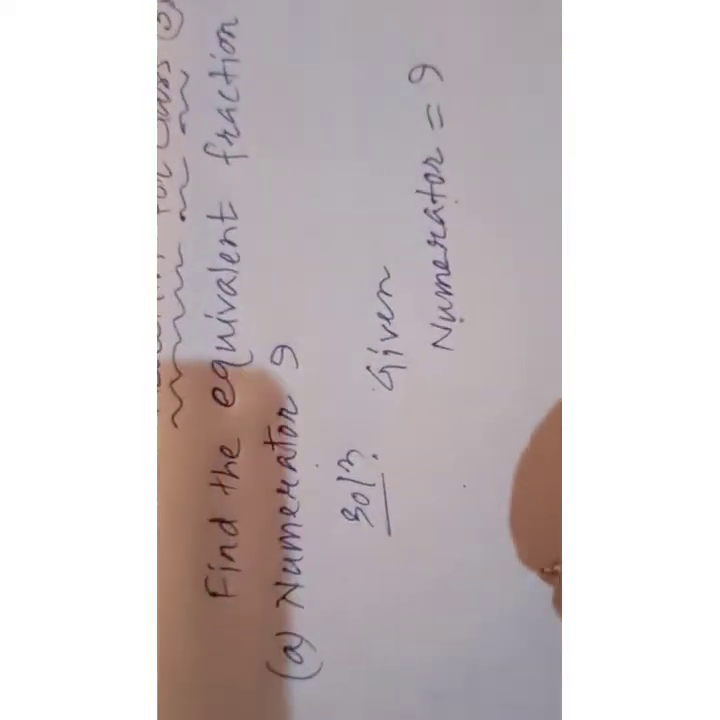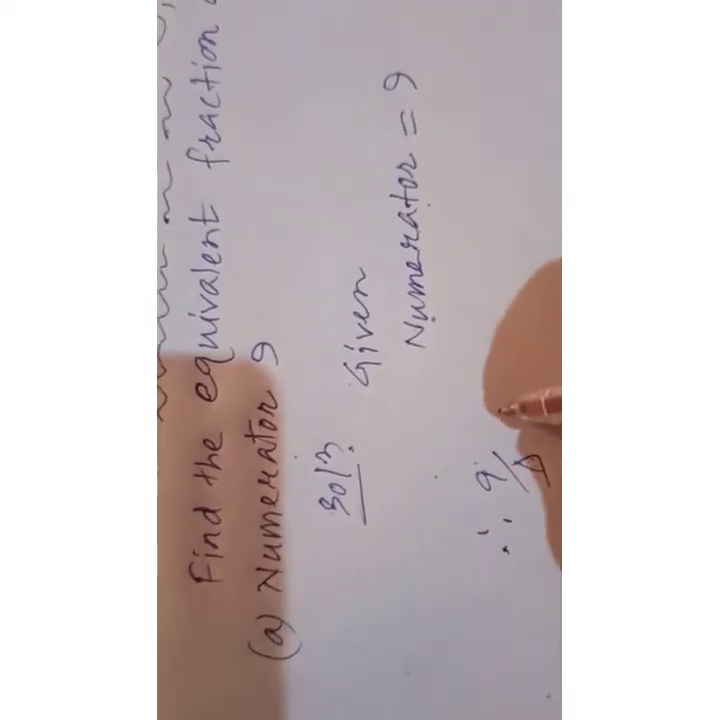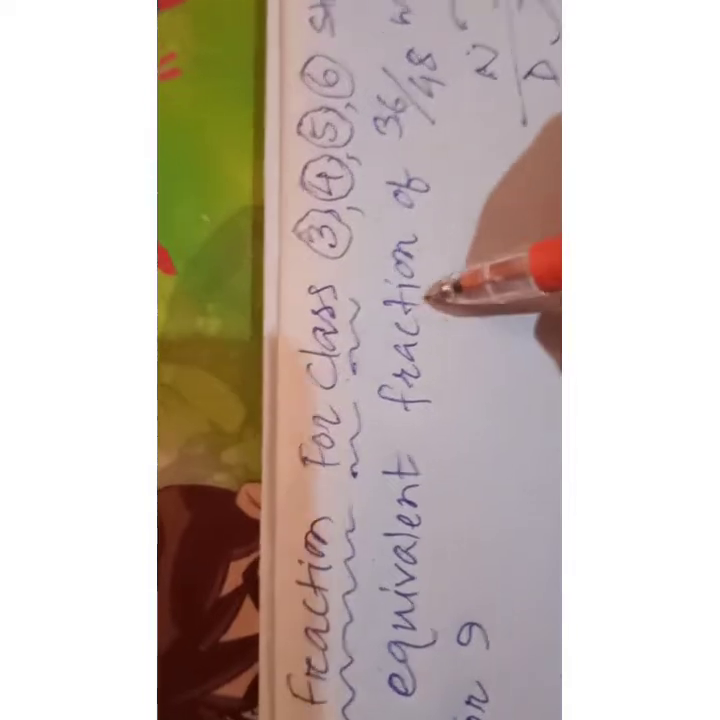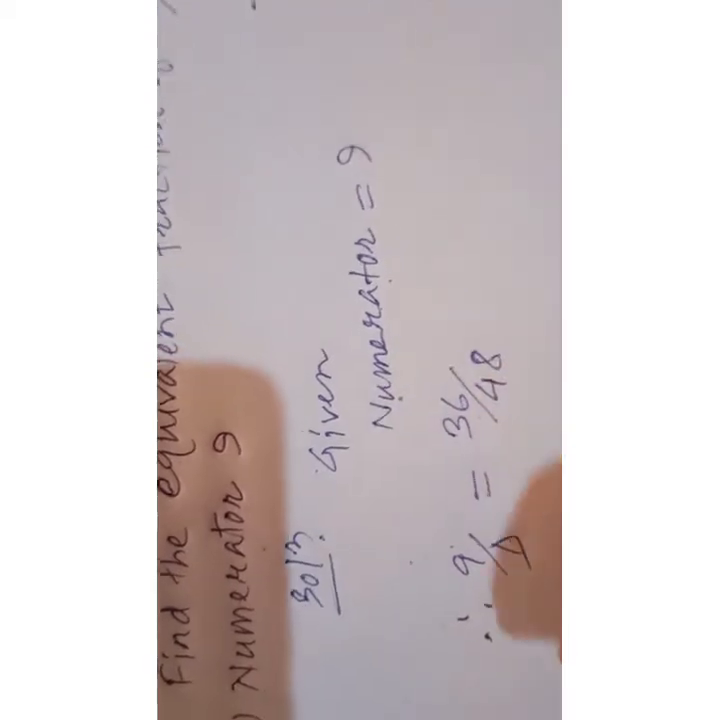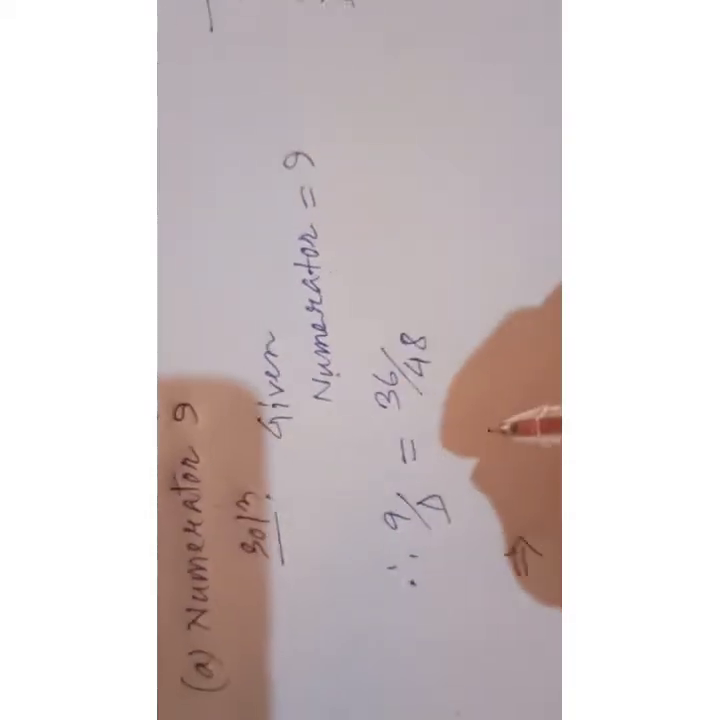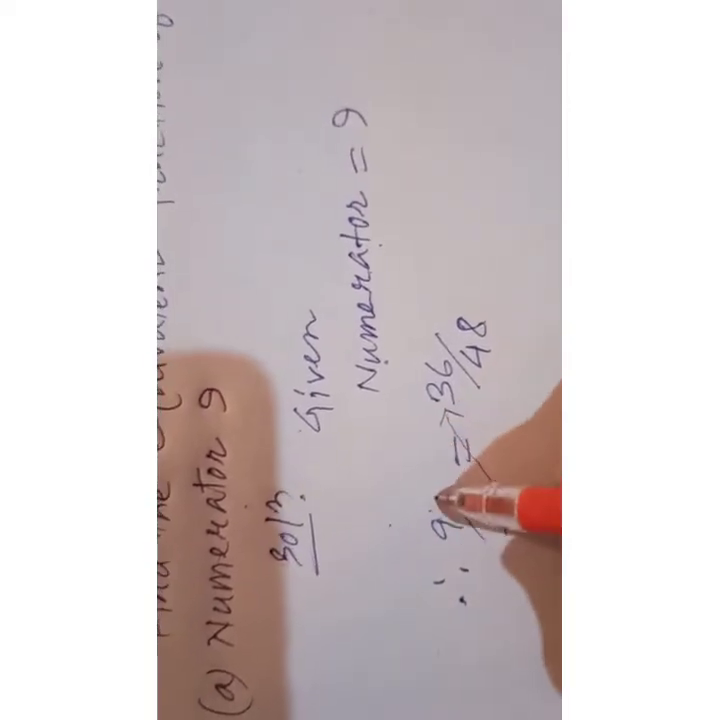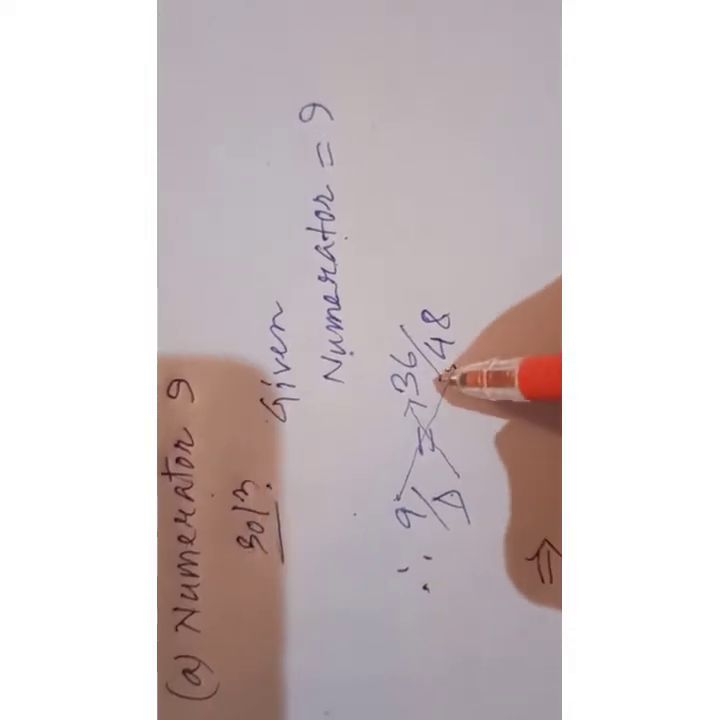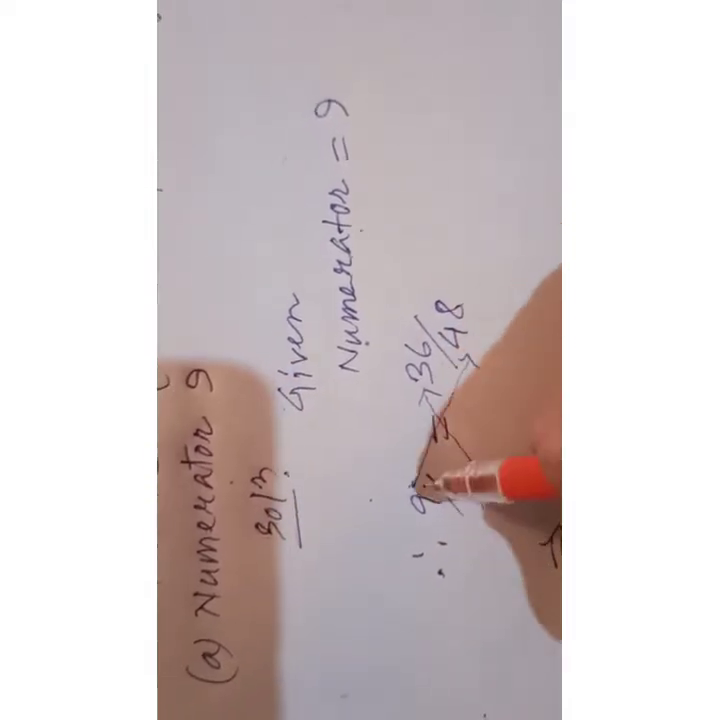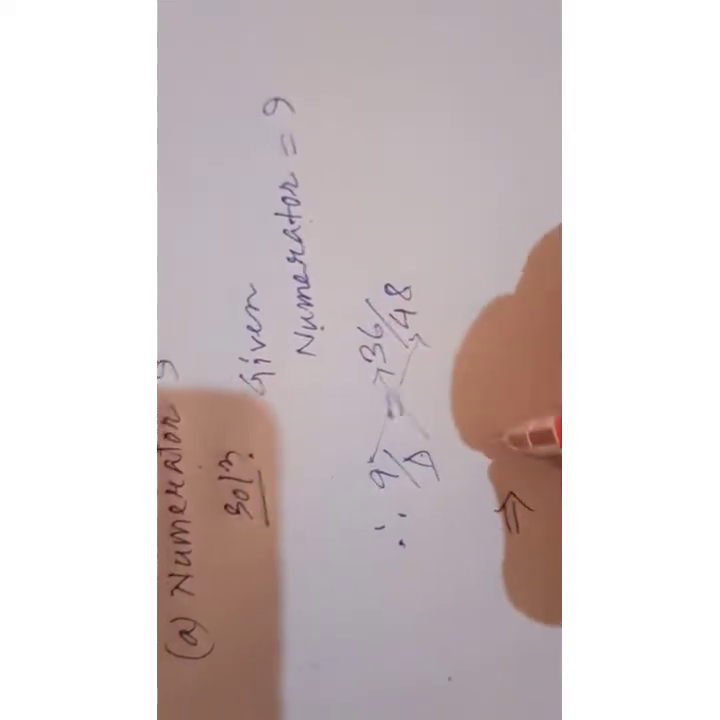Therefore you can write 9 by d, that means numerator by denominator, equal to the given fraction 36 by 48. So you write 36 by 48. Now you do cross multiplication. Cross multiplication means you multiply the denominator with the numerator and the numerator with the denominator. Here there is only a single number, so no problem for you.